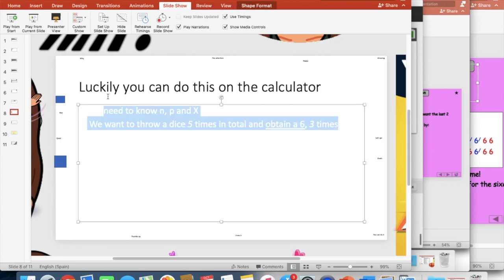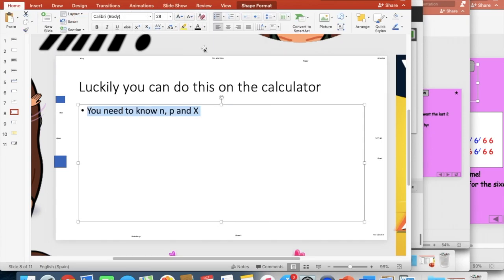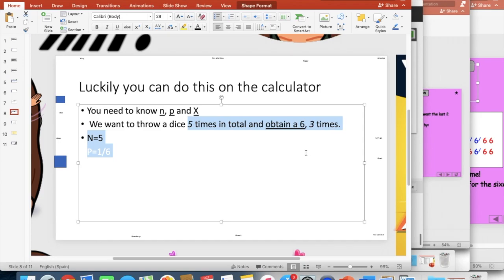The first thing we need to do is think about what we thought about during the starter. And this is N, P and X. N is the number of trials, P is the probability of success, and X is how many times we want that particular outcome. The outcome in this instance is going to be the 6. So these are going to be each of our variables. We want to throw the dice 5 times in total and obtain a 6 3 times. So our N is the number of trials. The number of times is going to be 5 times.